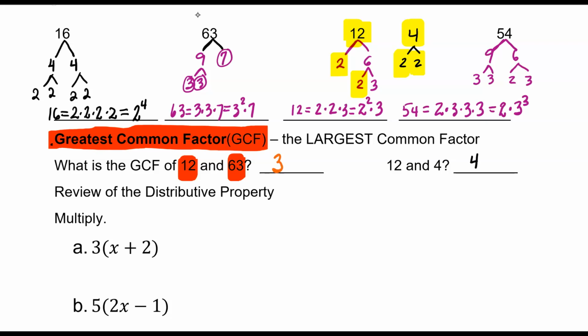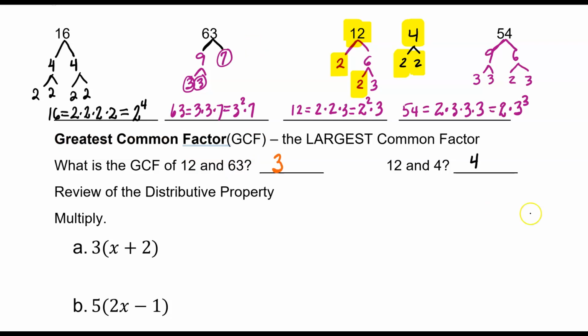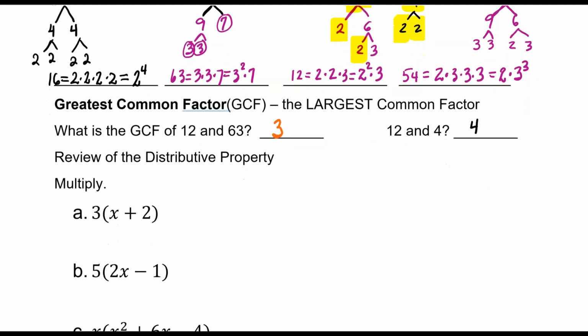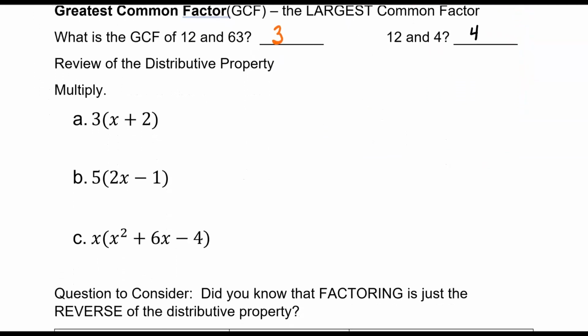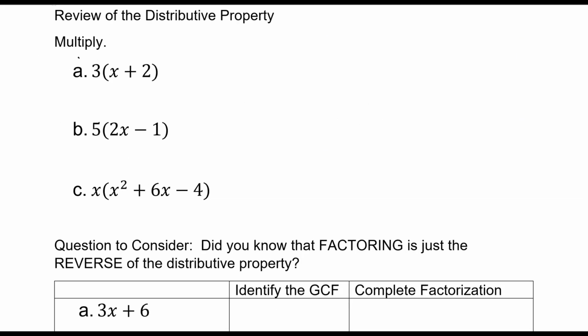Now, let's review the distributive property for a second here because it's important that you understand the relationship between the distributive property and factoring. So, for example, A, we have 3 times x plus 2. The distributive property says that we're going to multiply what's on the outside of the parentheses times every term on the inside, starting with this x here. So 3 times x is 3x, and 3 times positive 2 will give us a positive 6. That's why we write plus 6.